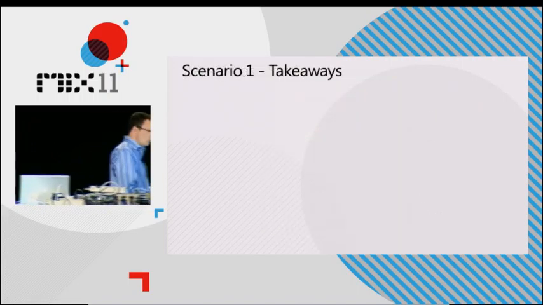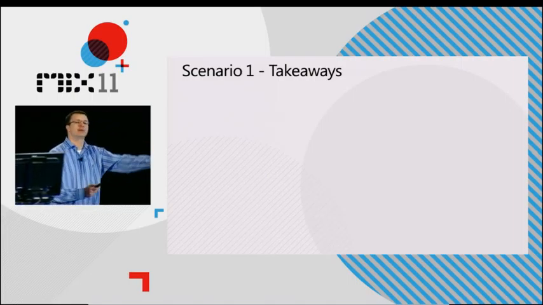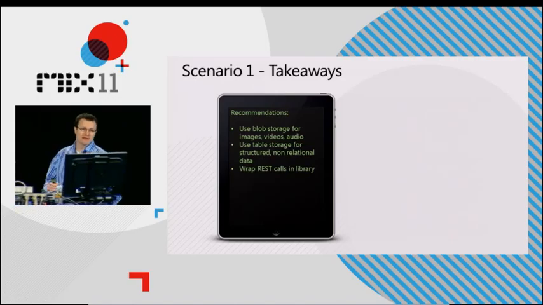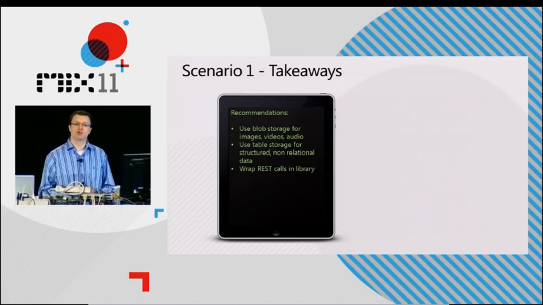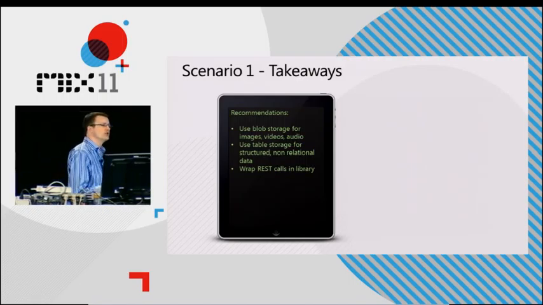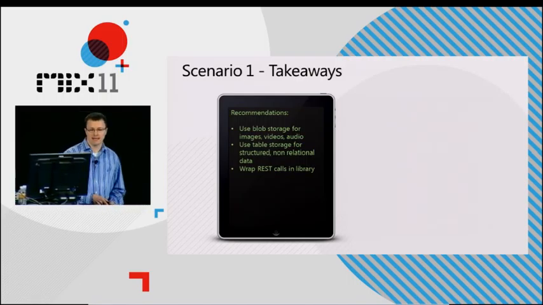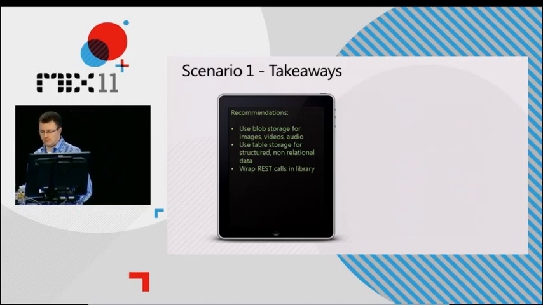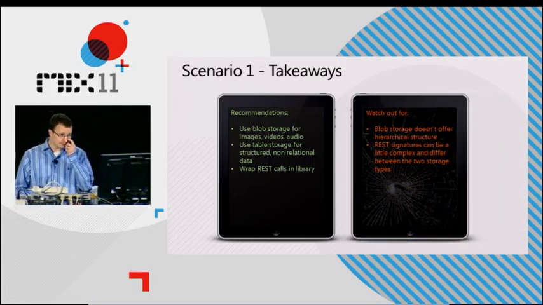So scenario 1 looked at moving stuff into the cloud from a storage perspective. Some of the takeaways: obviously, blob storage is great for images, videos, and audio, so any binary data. Table storage is going to be your friend for structured data. And you'll get to a point where you can do these REST calls natively, but accessing them via a library is going to be the way to go.